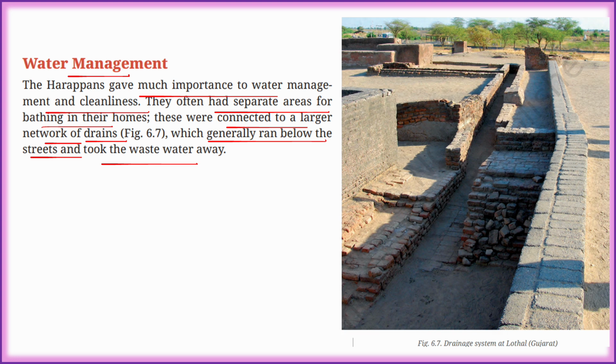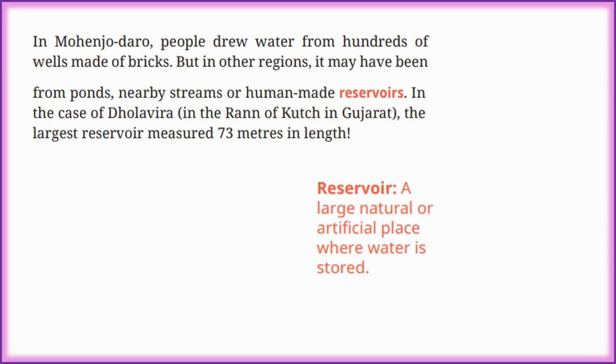See this picture, you can see a drainage system at Lothal, Gujarat. In Mohenjo-daro, people drew water from hundreds of wells made of bricks. But in other regions, it may have been from ponds, nearby streams or human-made reservoirs. In other Harappan places, people used ponds, streams or man-made water tanks or reservoirs to get water.